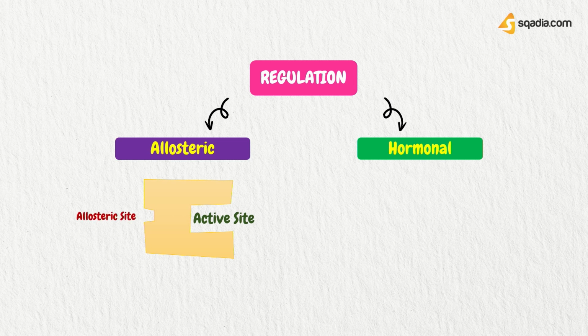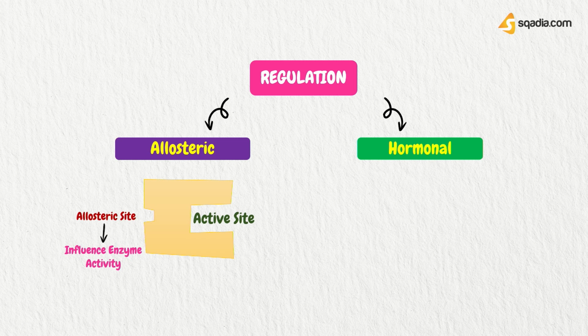Now in this allosteric site, there are certain compounds that are going to attach and influence the enzyme activity. They will either be increasing the amount of reaction or decreasing the amount of reaction acting on a certain enzyme. So there is allosteric regulation, and then there is hormonal regulation.